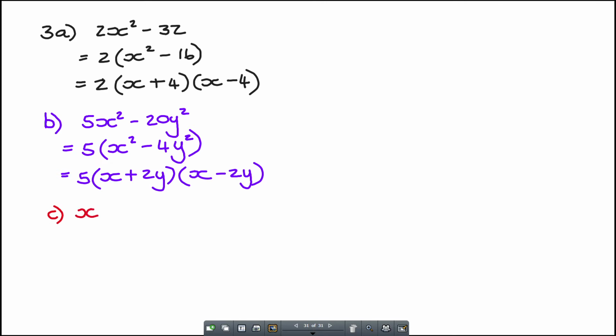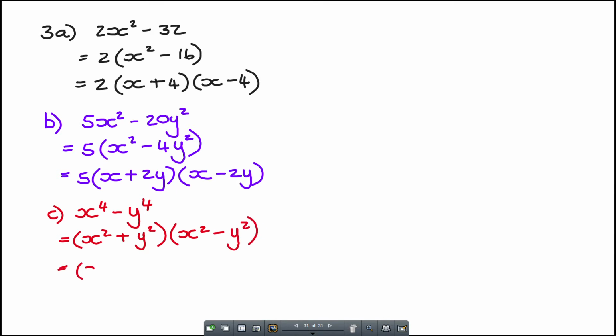Okay, so over here, x to the power 4 minus y to the power 4. Very good example of what we had the other day. So x squared plus y squared over x squared minus y squared. And that does not stop there. The first bracket remains exactly the same because there was a plus. But this bracket can go further. It will become x plus y and x minus y. Watch out for that.